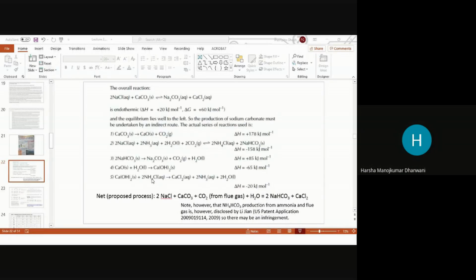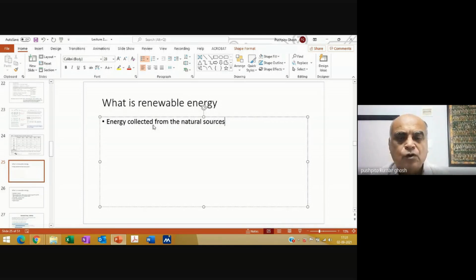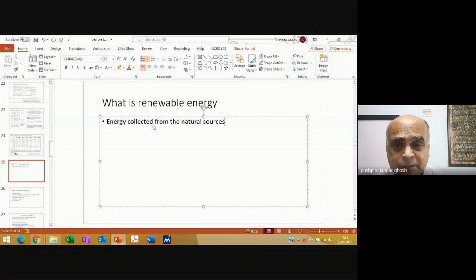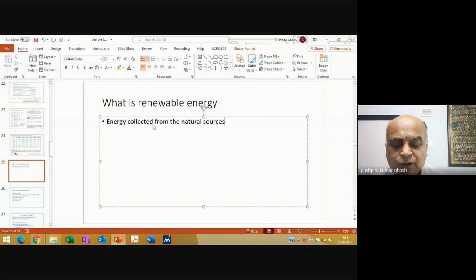The energy collected from the natural resources. Energy collected from the natural source. Okay. Could you build on it a bit, and draw on the word renewable? I mean, then I could have just called it natural energy, right? Which can be reused. The source can be reused, or what you want to say is that it is an infinite source, right?